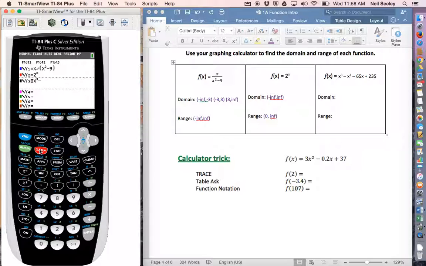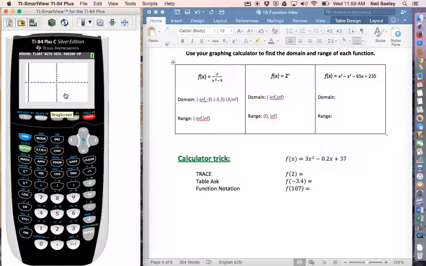Minus x squared minus 65x. Got it. And plus 235. Bingo. And if I hit graph, it'll just use the last window I had. I hope it worked. Oh, yeah. No, don't see the snake. I just see a line a little bit off to the side here. So obviously my window isn't big enough.